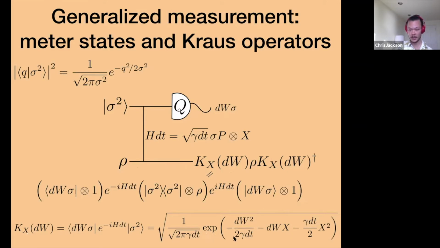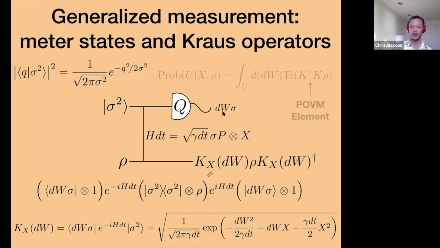So you write it all out and you can calculate what these Kraus operators are, and they're going to be these displaced Gaussians. I've written this in a particular way that will become clear later, but you should see that it has the form that it does because the meter state had the wave function that it did. And maybe just to point a few things out, dW was a Wiener increment, X is an operator associated with whatever observable is in the system of interest.